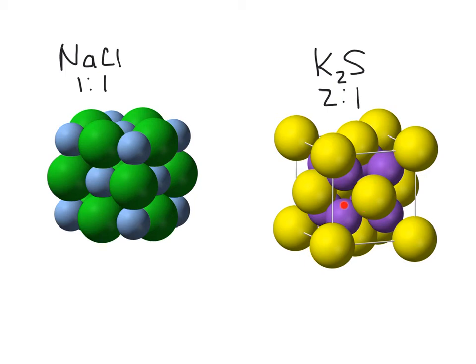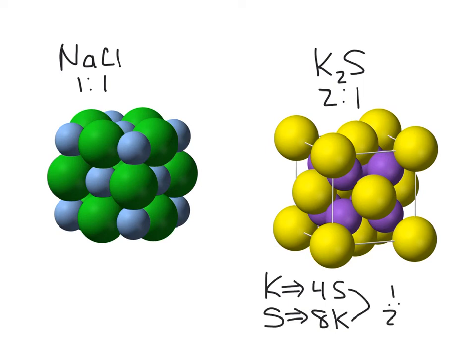However, if I look at a potassium and count the number of sulfur atoms around that potassium, let's look at this one, I will have 1, 2, 3, 4 sulfurs around this potassium. So the potassium ion has 4 sulfur atoms around it, whereas the sulfur anion has 8 potassium ions around it. That's a ratio of 2 to 1, and so my compound is a 2-to-1 compound.